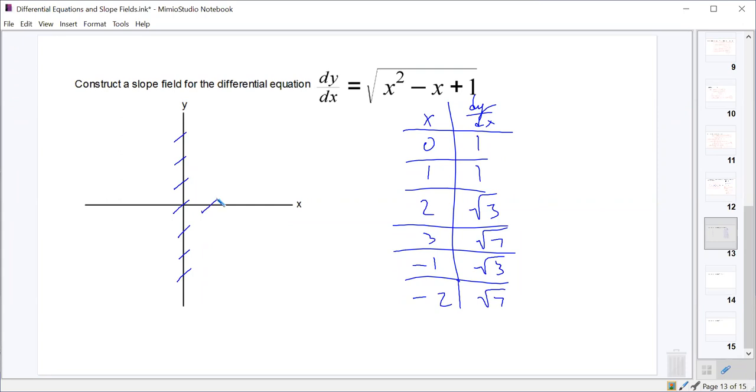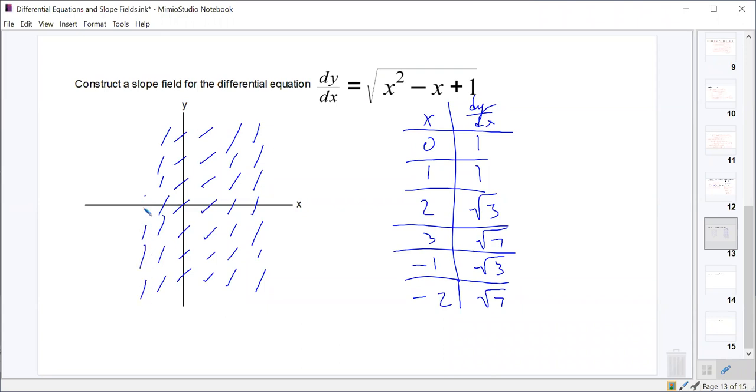Anywhere where x was 1, we'd also have a slope of 1. Anywhere where x was 2 would be root 3, which is a little more than that. So it's getting a little steeper. Anywhere where x was 3, it's even steeper. And the larger we got, if I'd asked you to find 4 or 5, we'd find that it just keeps getting steeper and steeper. And same over here. If we go to negative 1, it's a little steeper. And over here, it's even more steep. And so we would find that the solution, let's say the solution that goes through the point 0, 0, would look steep, flatten out some, and then get steep again.